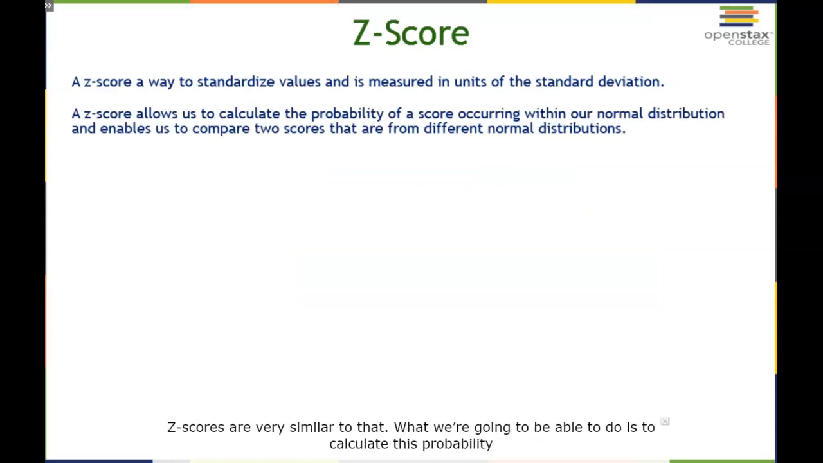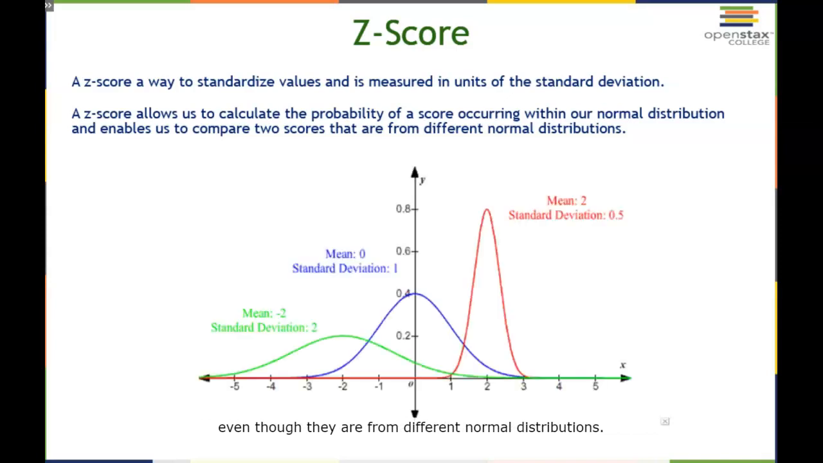What we're going to be able to do is calculate the probability of a score occurring within a normal distribution and compare those two scores, even though they're from different normal distributions. As you can see, the normal distributions can look very different from one another. The green one, the mean is -2 and the standard deviation is 2. For the blue one, the mean is 0 and the standard deviation is 1. For the red, the mean is 2 and the standard deviation is 1/2 or 0.5. So depending on the population, it's going to give you a different graph altogether.